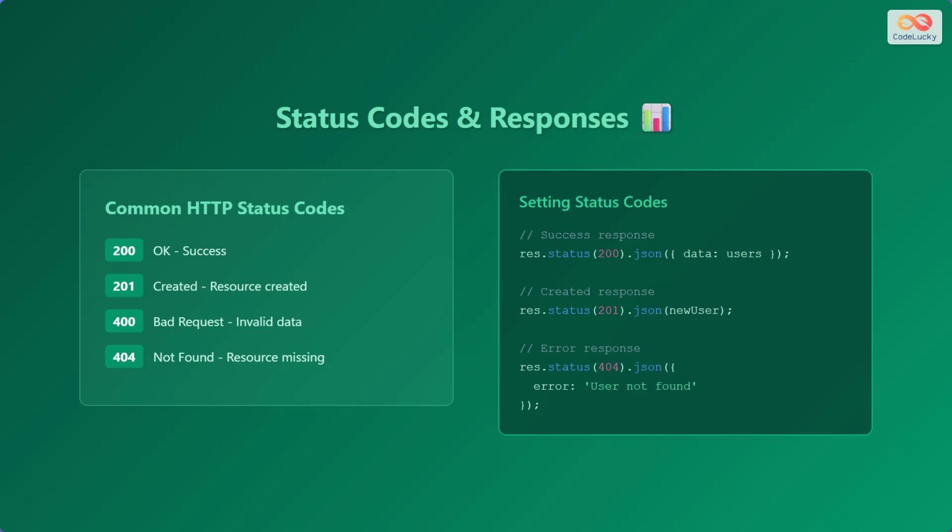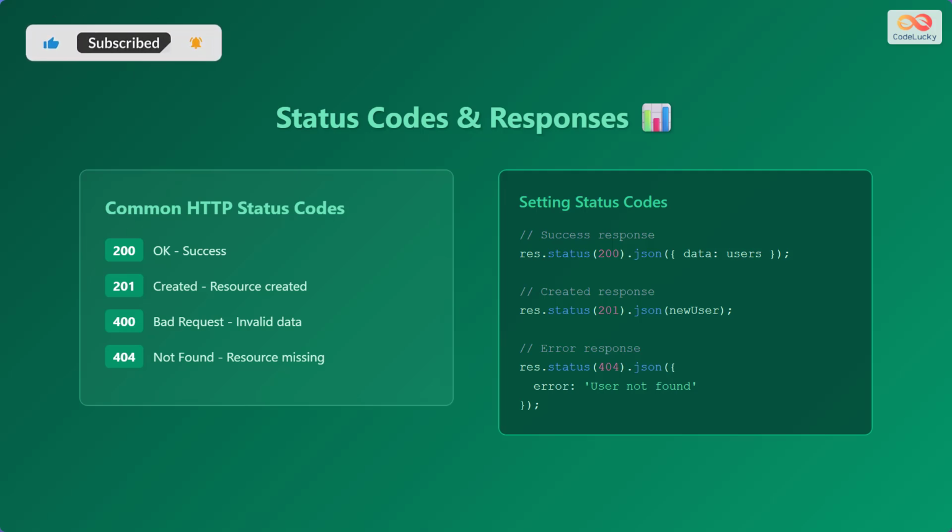Now let's explore status codes and responses. Here are some common hypertext transfer protocol, also known as HTTP, status codes. 200, which means OK, indicating success. 201 means created, indicating that a resource has been created. 400 means bad request, indicating invalid data. 404 means not found, indicating a missing resource.